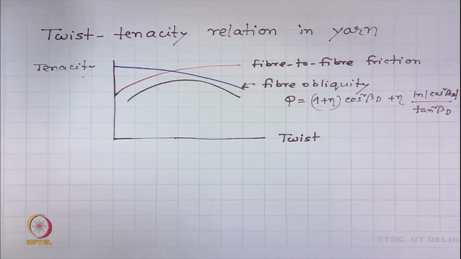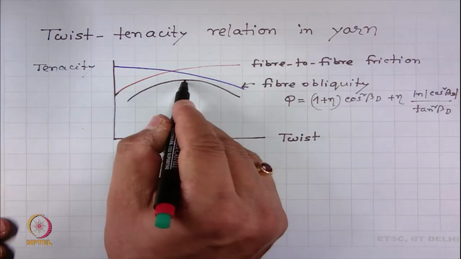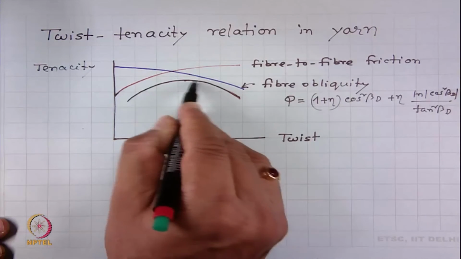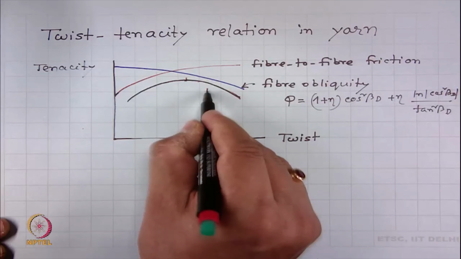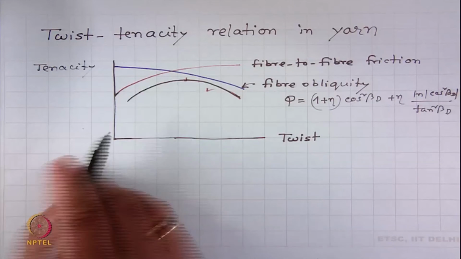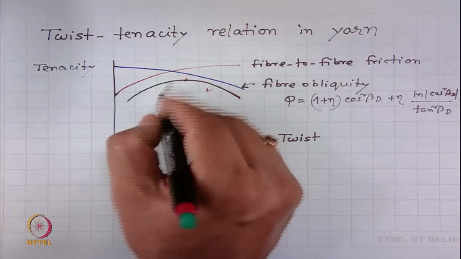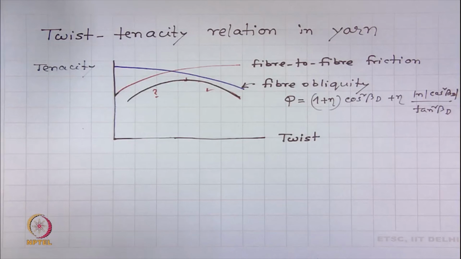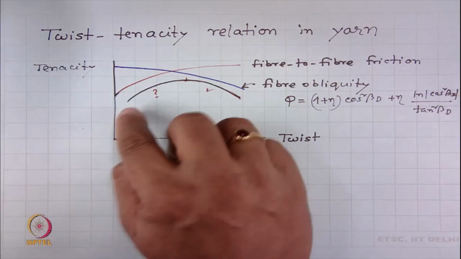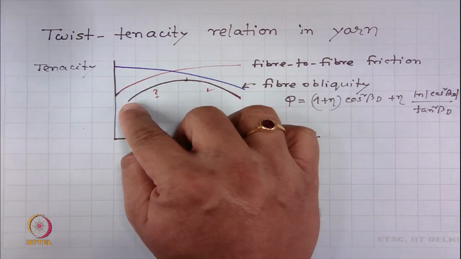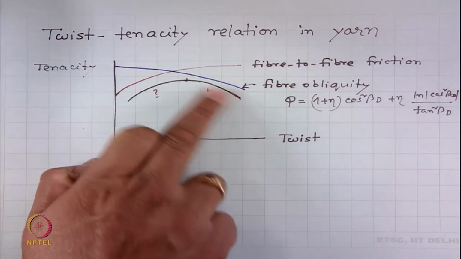So, in a twist tenacity curve, this part of the curve, the reason is understood. However, fiber to fiber friction and its effect on tenacity of yarn is still an unsolved problem in the theory of yarn. In future, one can attempt to solve this part of this curve theoretically. However, this part is theoretically solved.